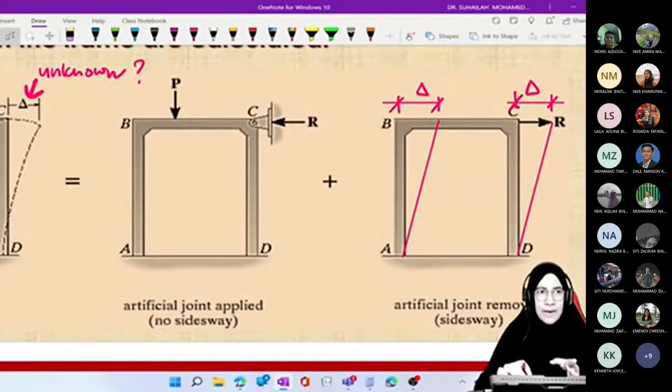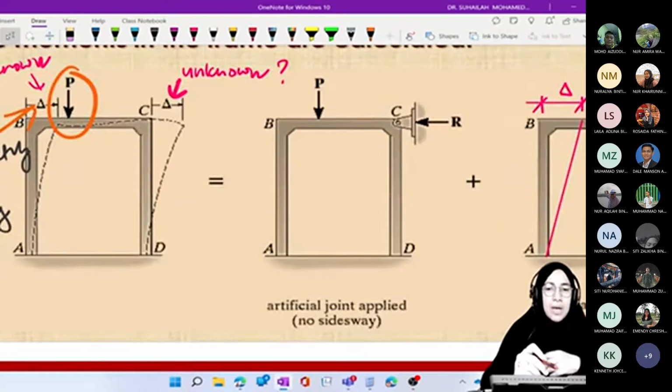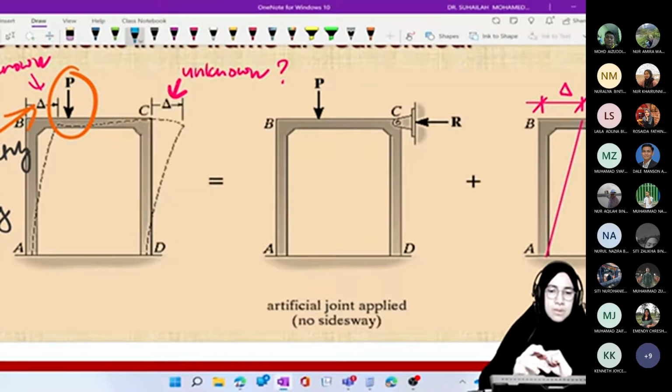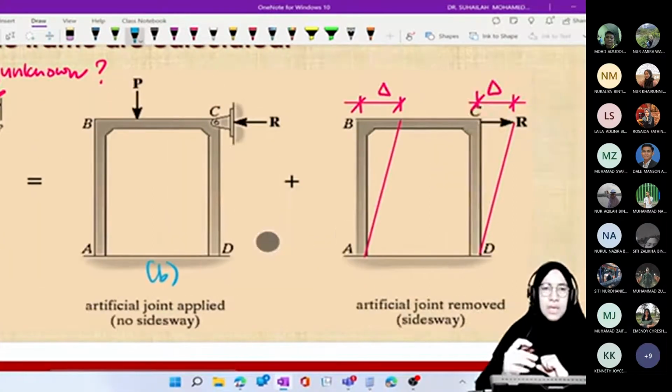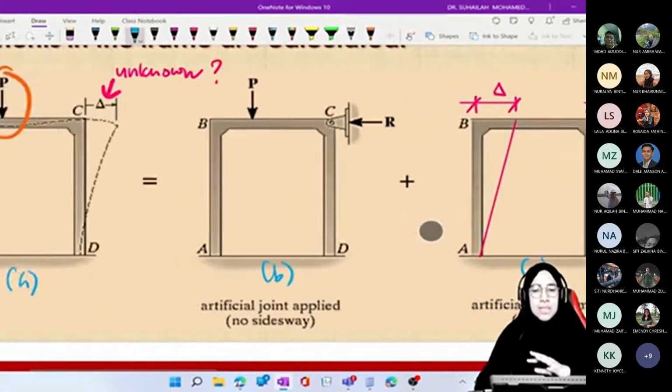For the first diagram, let's label the diagram. So this is 1 or A. This is A diagram, this is B diagram, this is C diagram. We have A, B, C.